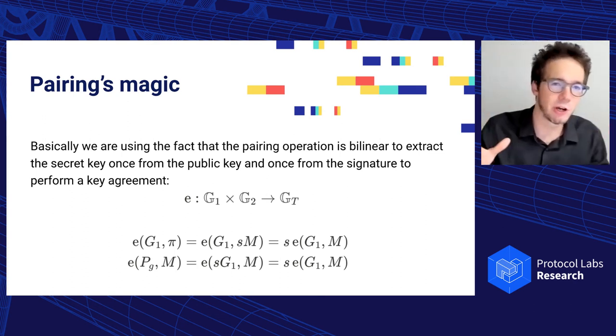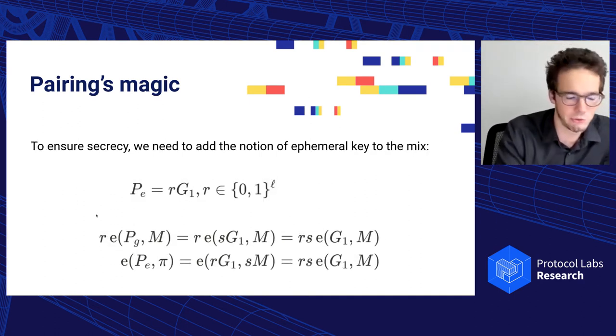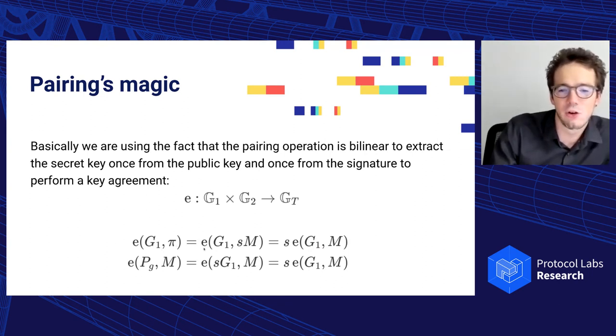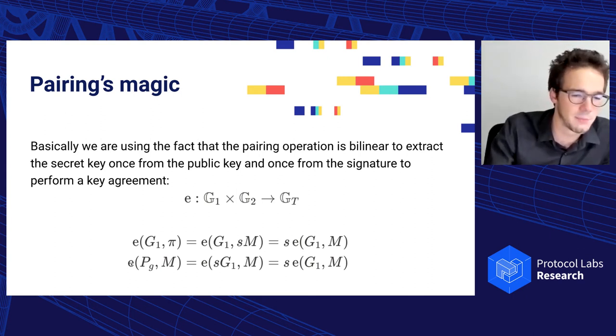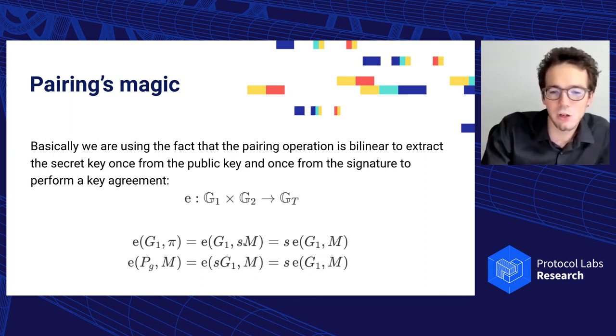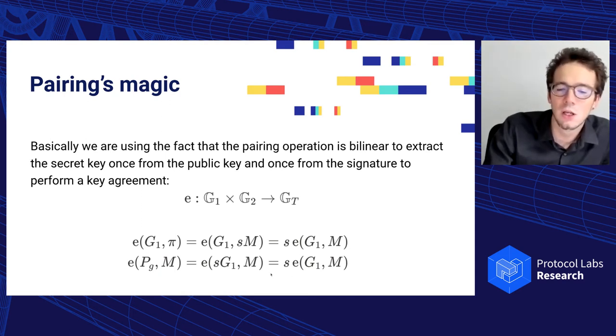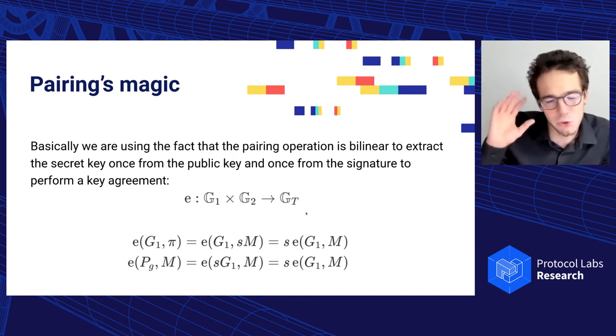The nice thing about pairings, right, is they're bilinear. So what it means here is that the pairing of G1 with P, a signature of a message M, is actually equal to the secret S times the pairing of G1 and the message. And this maps naturally to the public key, because if we take the pairing of the public key and the message M, the bilinearity means both are equal. So that's how BLS signatures work. They verify basically that the pairing of your signature together with the generator will be equal to the pairing of the public key together with the message you're claiming to have signed. And that's the gist of the idea, right?